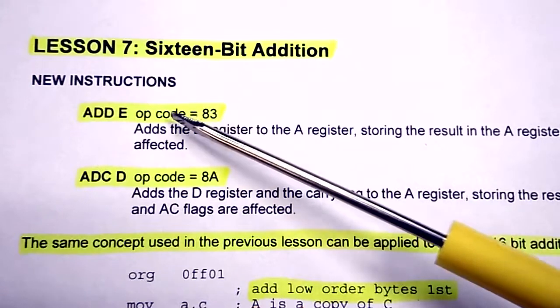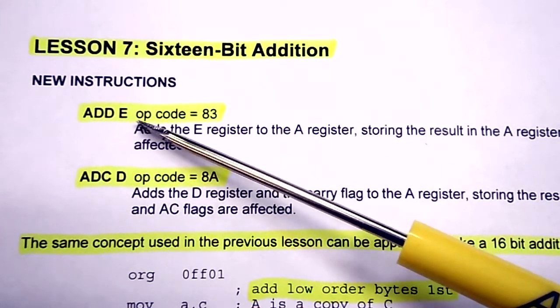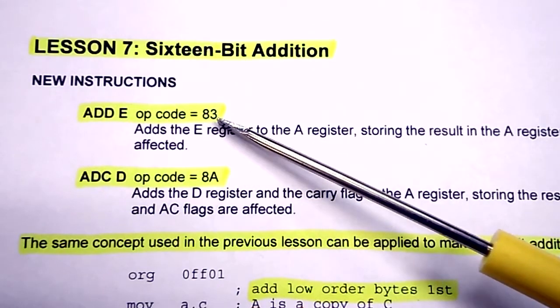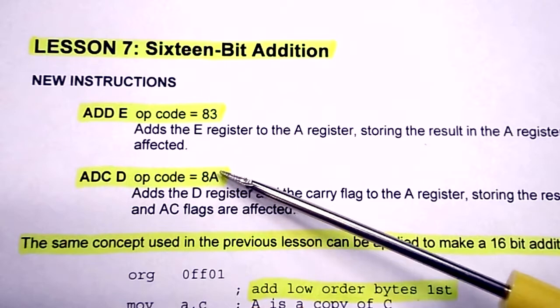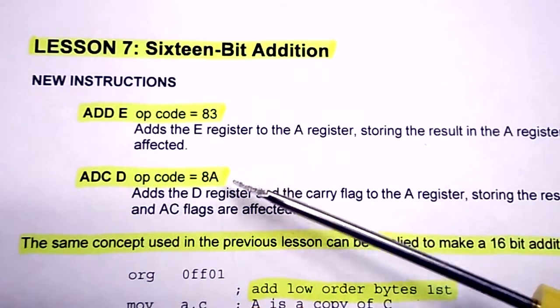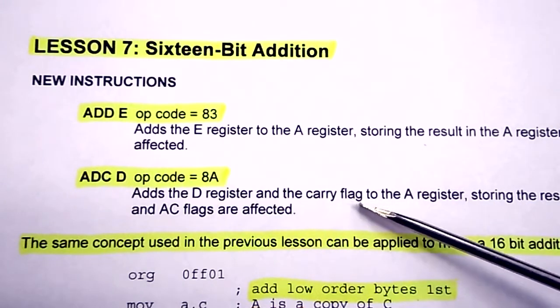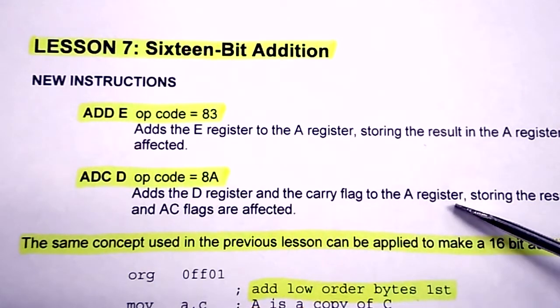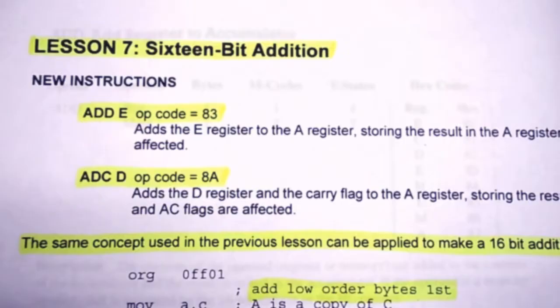So we're going to be using two new instructions, the ADD E, opcode 83, and the ADC D, opcode 8A. The ADC adds the D register and the carry to the A register, storing the result in the A register. And of course the flag bits will be affected.